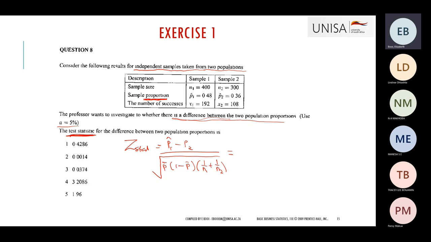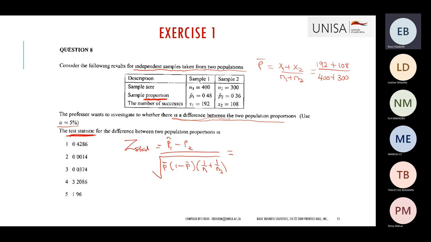Now you can substitute the values. The only thing that they didn't give us here is the pooled estimate. So we need to calculate the pooled estimate. P bar is equal to X1 plus X2 divided by N1 plus N2. That's what we know from the formula. So our X1 they gave us is 192, plus X2, which is 108, divided by N1, which is 400, plus 300. And you take your calculator.